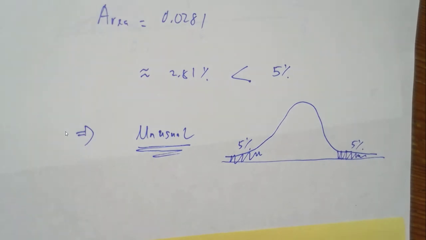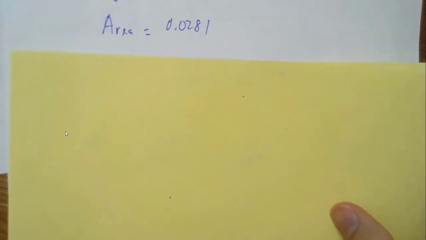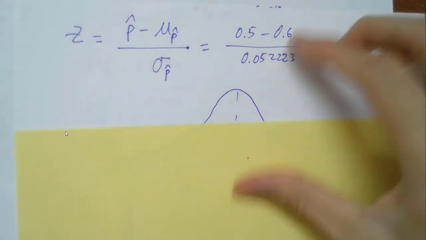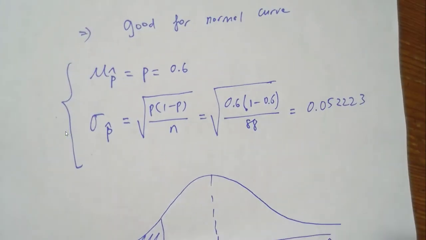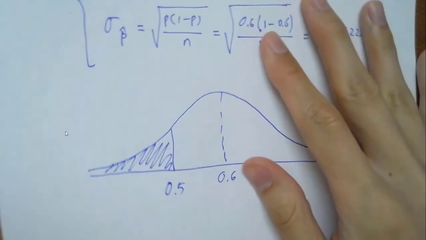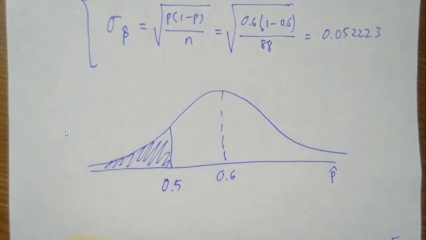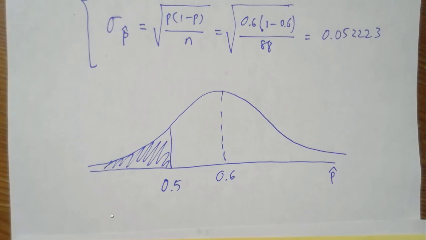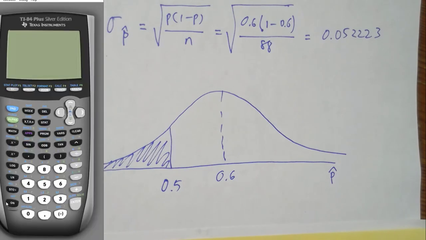Now let's try to use the TI-84 to solve this problem. We can also use that. If we are using the TI-84, you do not need to convert it to the z-score. Let's do it here. So we go to the distribution, so second, vars. This is the normal curve. So we go to normal CDF.